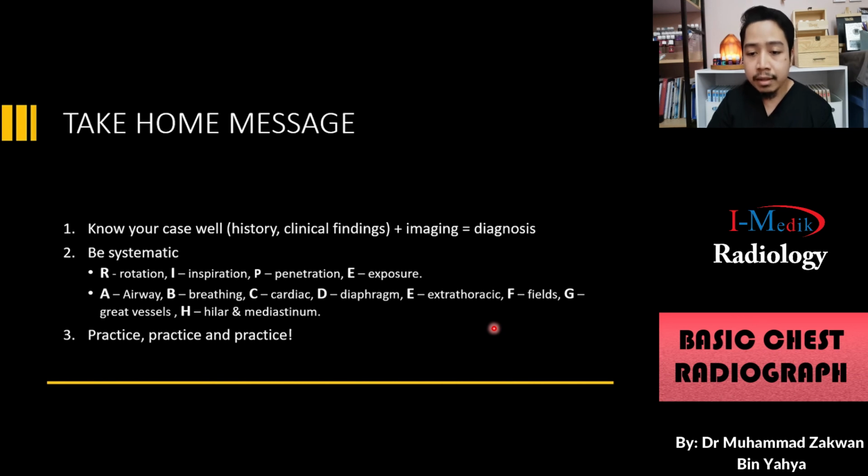And then for the approach, okay, as I said previously, A, B, C, D, E, F, G, H. A for airway, B, breathing, C, cardiac, D, diaphragm, E, extrathoracic structures, F, lung fields, G, great vessels, and H for hila and sternum. Okay, the last one, practice, practice, and practice.